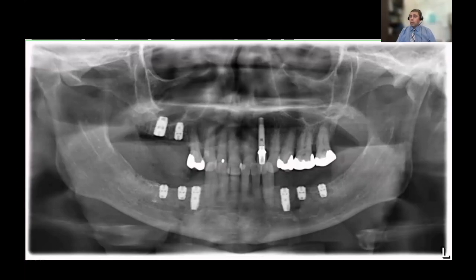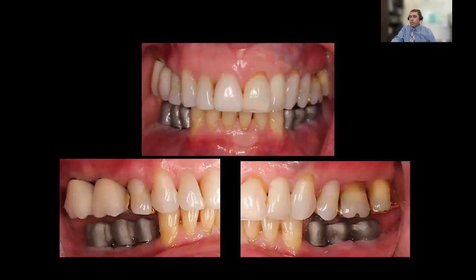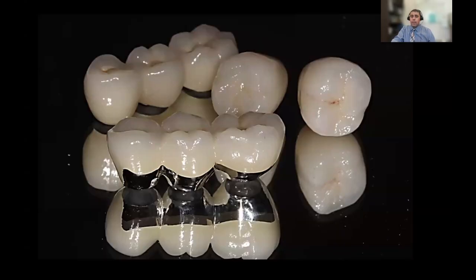If that posterior implant was longer, would I consider 2 implants and connect those with an FPD? Absolutely. Not for this size of implant, this height of the implant. So here is a provisional restoration of the implant placement and integration. Again, at the time we fabricated this with porcelain fused to metal. Nowadays, I'll probably fabricate those with monolithic zirconia with no problem.